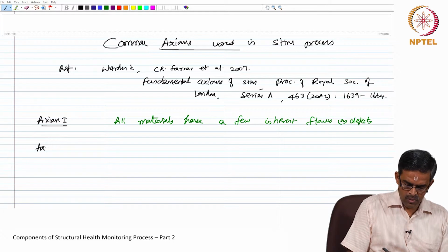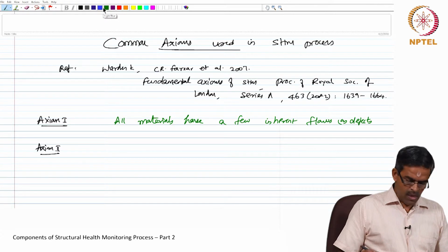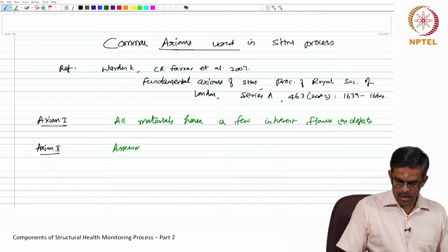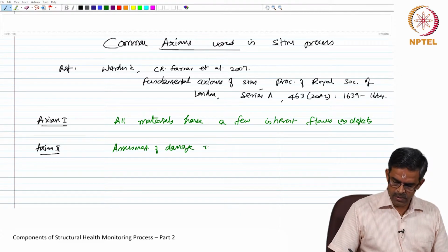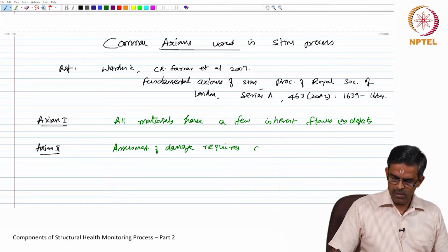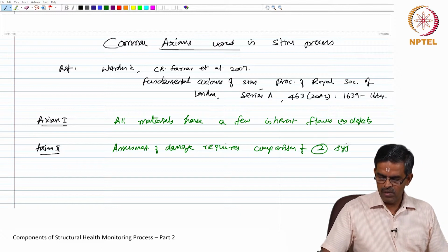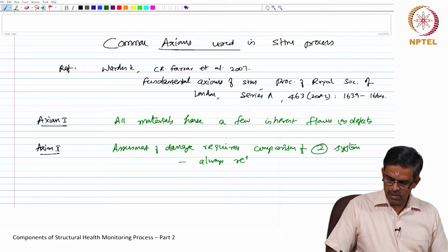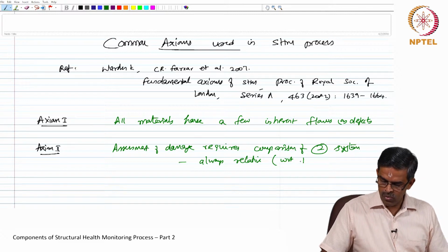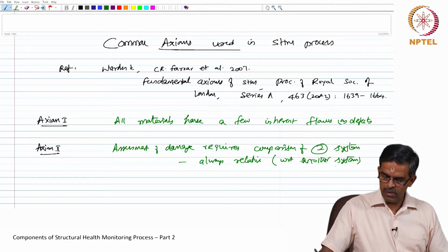Axiom 2: assessment of damage requires comparison of two systems. So, damage assessment is always relative, that is, with respect to another system. So, it is on the comparison mode only.